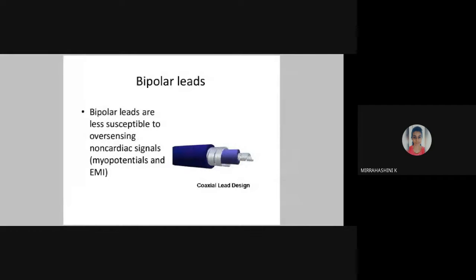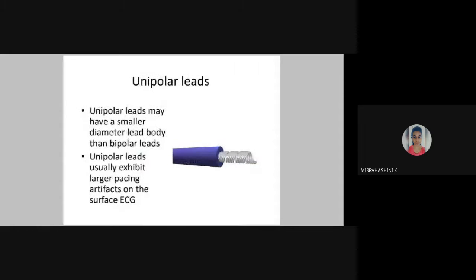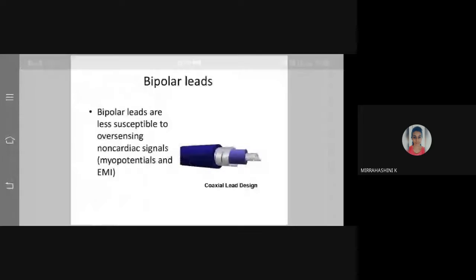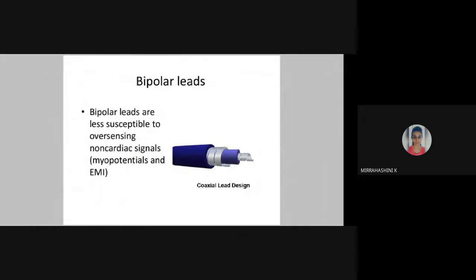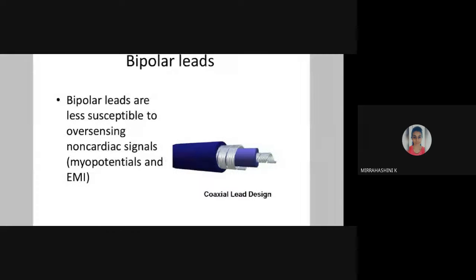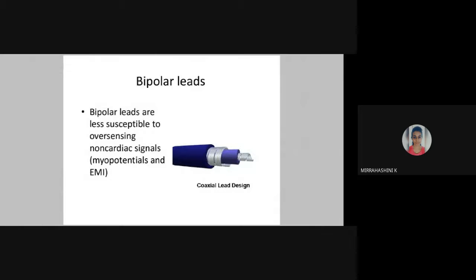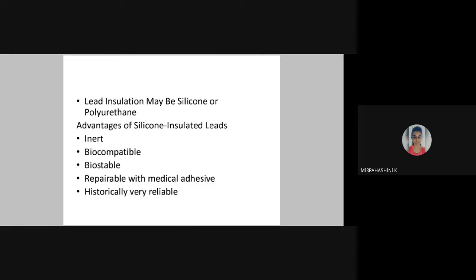Next one is bipolar lead. So here you can see the difference between the unipolar and the bipolar lead. So in unipolar lead, you just have only one circular coil. In bipolar lead, you have different layers. Like one electrode is inside and outside there is another ring electrode, right? So this is a bipolar lead. So here it is not sensitive to noise and it is much more accurate when compared to your unipolar leads.